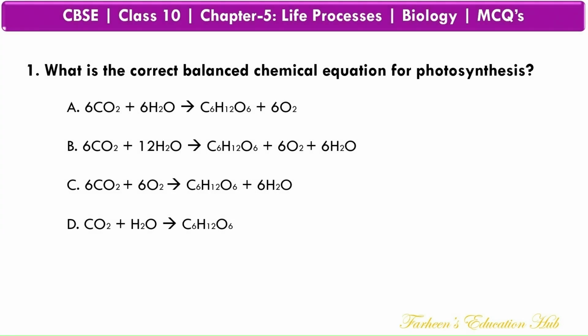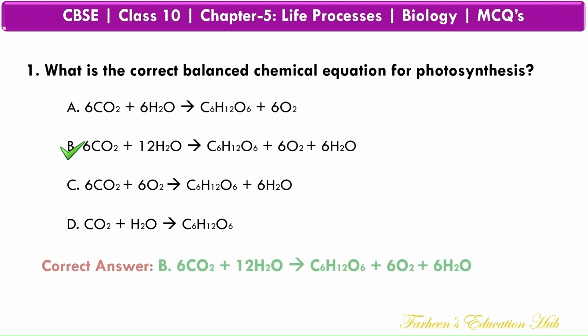What is the correct balanced chemical equation for photosynthesis? Correct answer B. 6 molecules of carbon dioxide combine with 12 molecules of water to give rise to 1 molecule of glucose, 6 molecules of oxygen and 6 molecules of water.